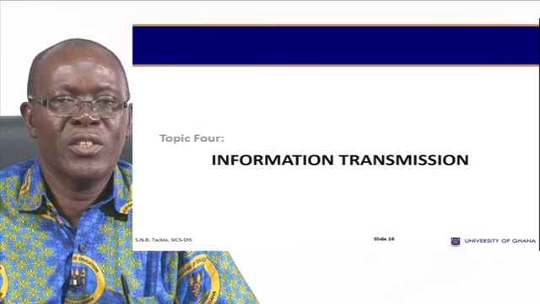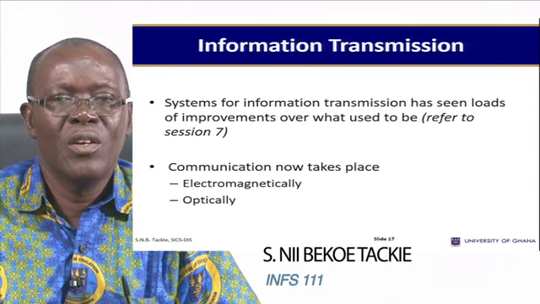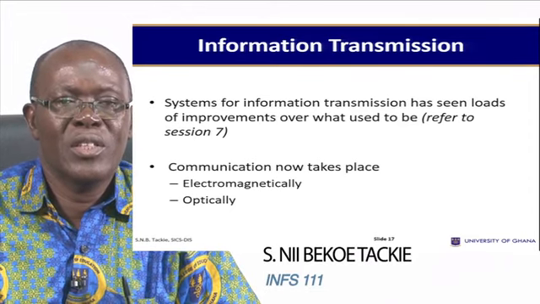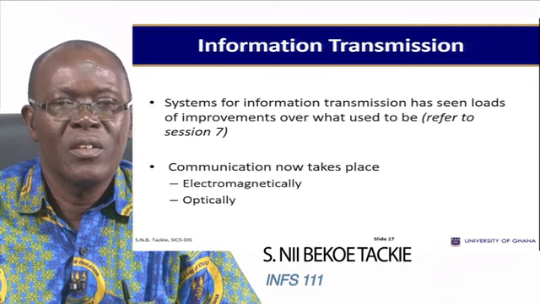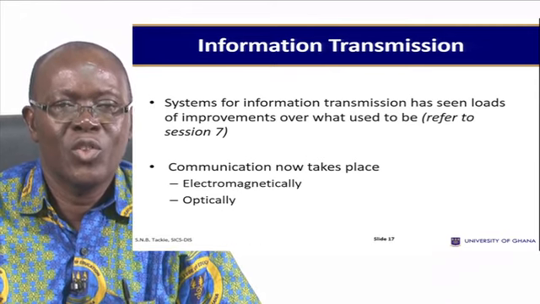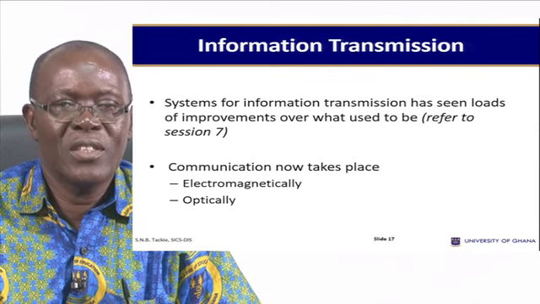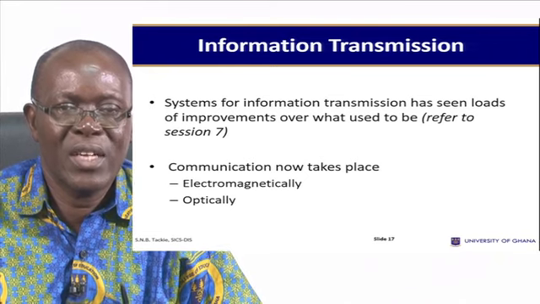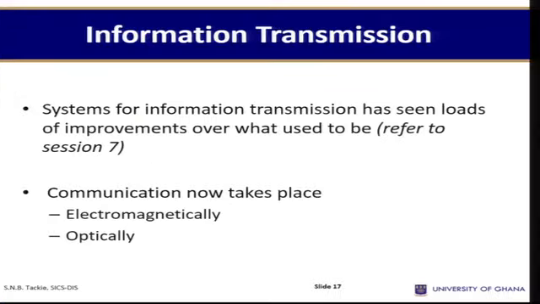Then in terms of information transmission, we are now dealing with topic 4. In terms of information transmission, we also have systems that have seen tons of improvements over what used to be. If you cast your mind back to section 7, the kind of things that we saw there. So communication now takes place electromagnetically. It also takes place optically.